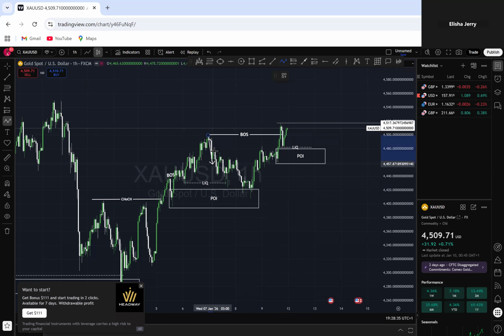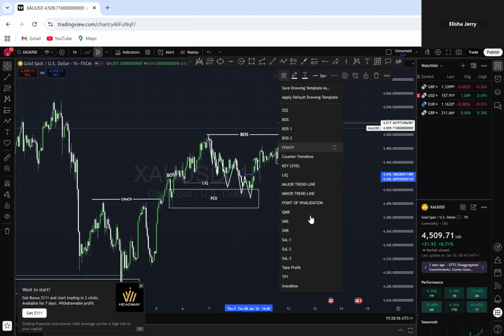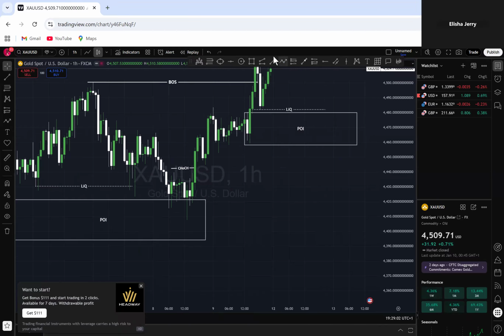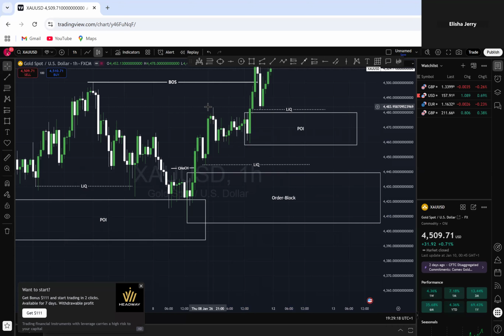So we have price giving us a series of lower lows and lower highs: a lower low, a lower high, a lower low, a lower high, a lower low, and then price gave us a higher high. It simply means we have a change of character here. And then we have our liquidity resting in this area. And then you can mark out this entire area as your change of character point of interest.